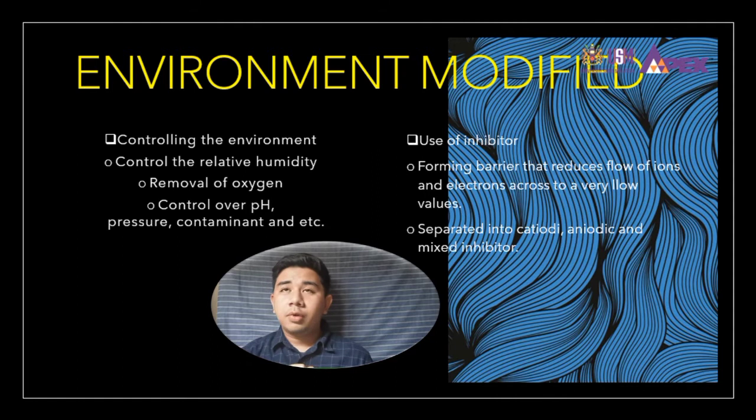Instead of controlling the environment, we also can use an inhibitor. What is an inhibitor? The inhibitor is purposely to form a barrier that reduces the flow of ions and electrons to very low values. This also includes the separation into cationic, anionic and mixed inhibitors.